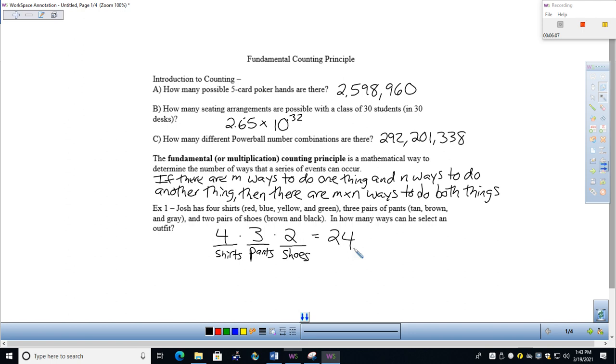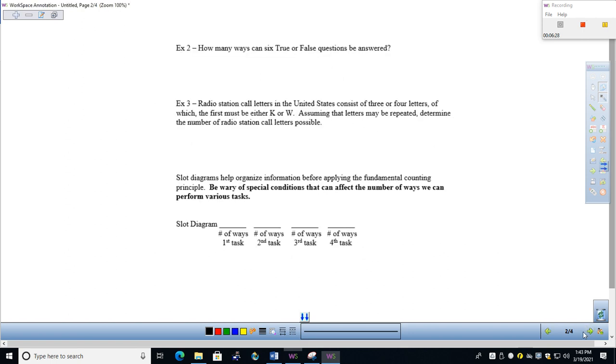So 24 outfits total. Sometimes, and I have a feeling you potentially did this in one of your previous math classes, you maybe did a big tree diagram and counted out all those possibilities to really see the how and the why of the multiplication counting principle. But for our purposes, I just don't feel like that's a necessity at this point. Okay, I'm going to move on to example 2 then.